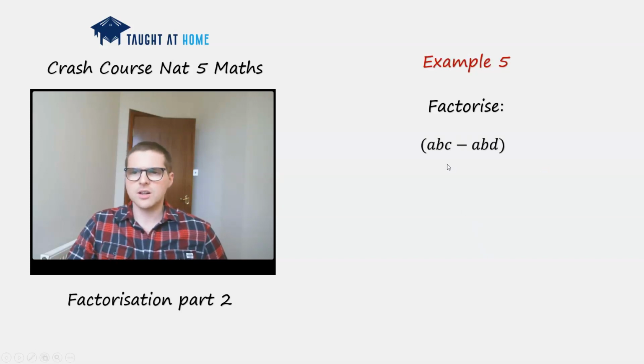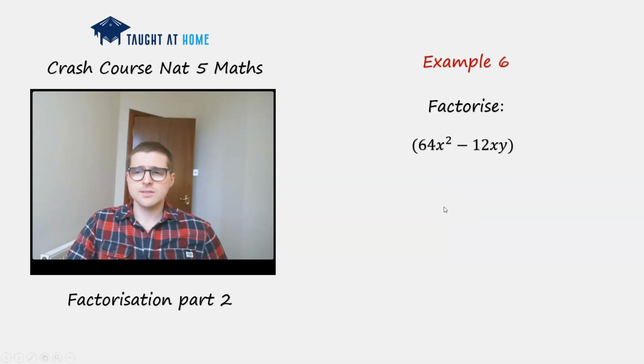Example 5. Factorize ABC minus ABD. And we can see that ABC and ABD are both multiples of AB, so we can factor out AB, and what we're left with is C minus D.